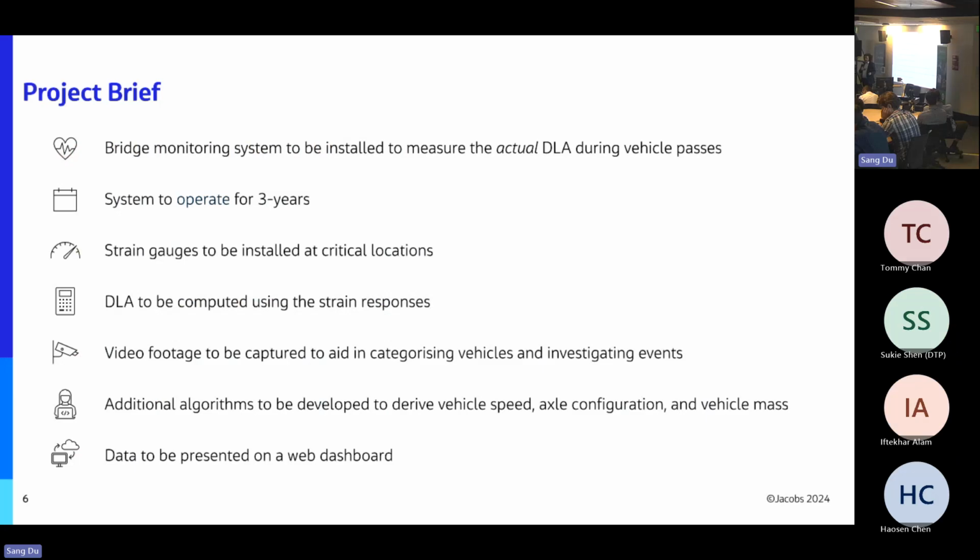Strain gauges to be installed, DLA or DFA to be calculated, capture the video footage for QA and other investigation, and chuck all this somewhere so we can download the data. All right.